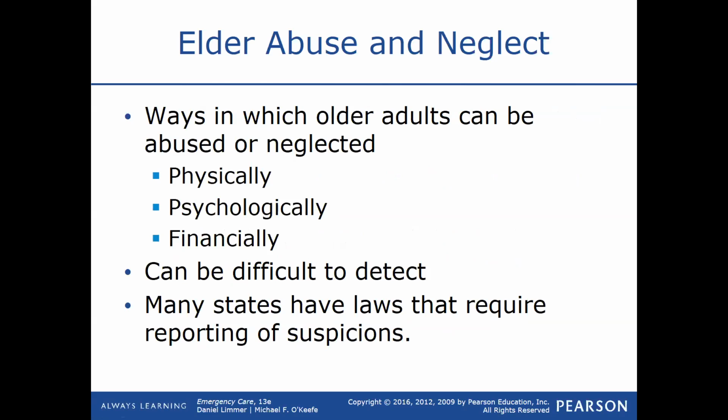Elder abuse and neglect. Ways in which older adults can be abused or neglected: physically, so they can be hit, psychologically, and financially.